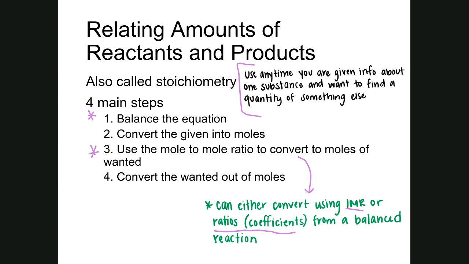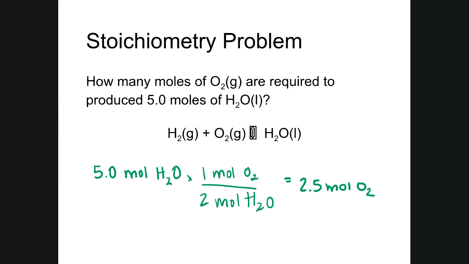So let's try out a problem, very simplistic to start. Here we have the chemical equation for the formation of water. Remember, this little weird symbol is supposed to be an arrow. So we want to know how many moles of oxygen are required to make 5 moles of water.